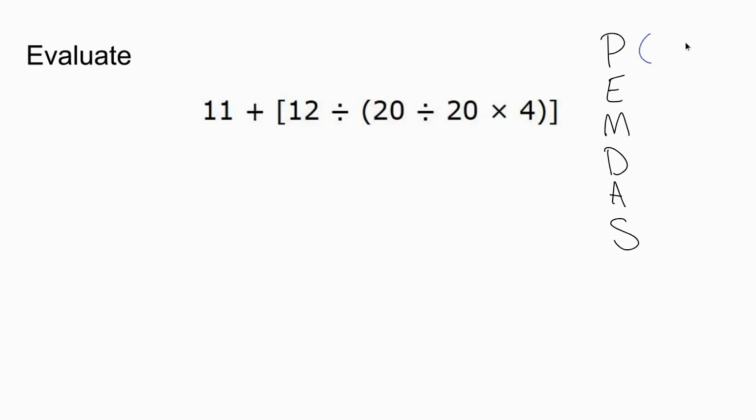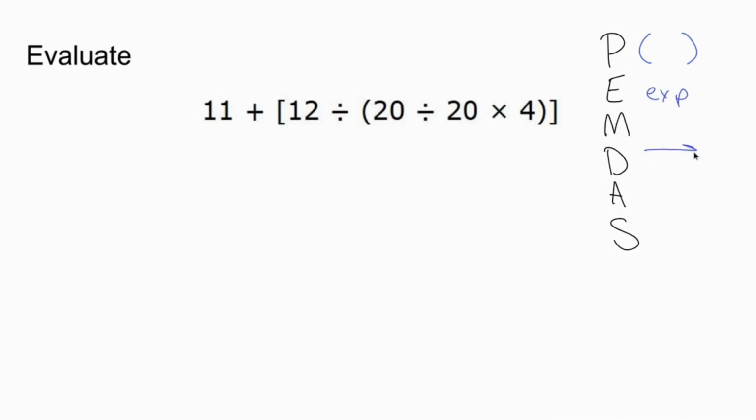Well, the P stands for do everything inside the parentheses first. Not only do I have parentheses, I have brackets as well. Brackets are a special type of parentheses, so we will get back to this rule when we have to deal with it. E stands for exponents.